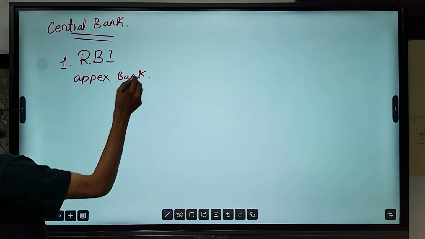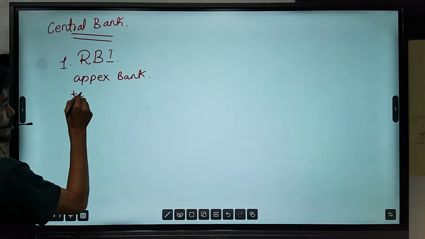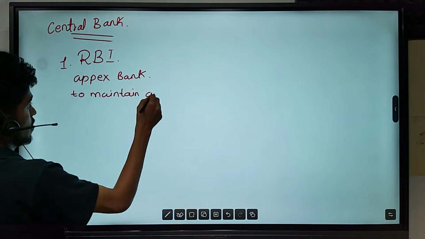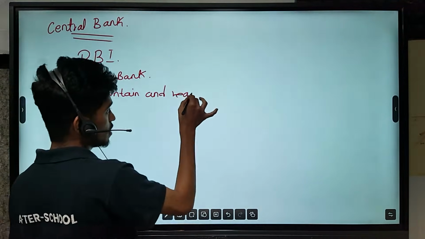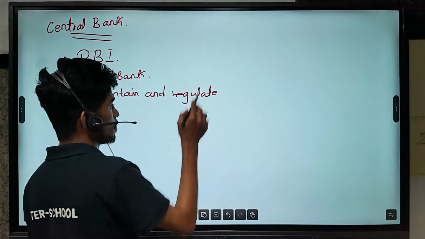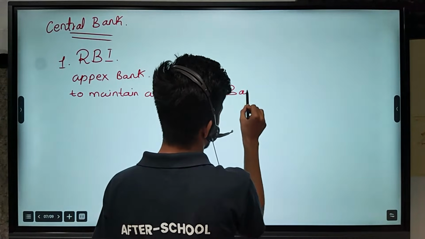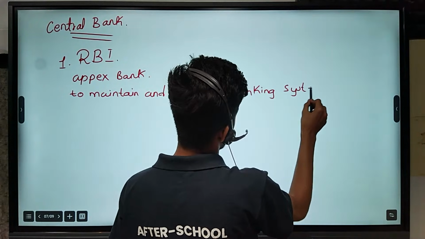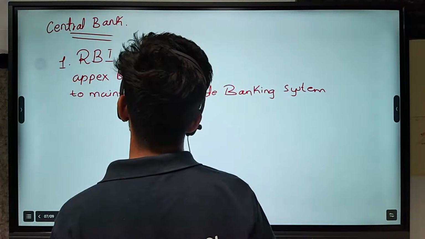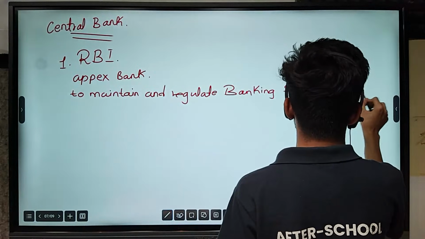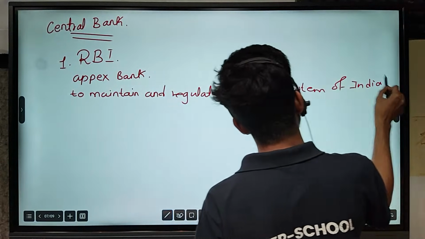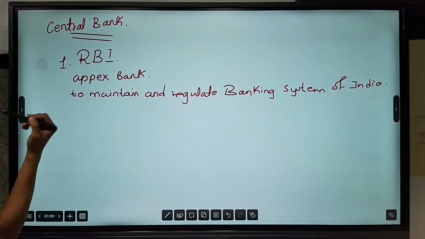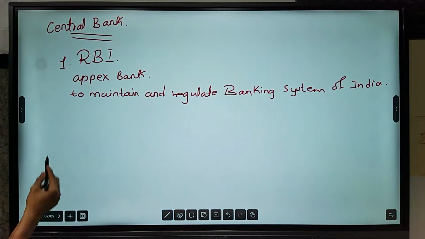And why is this bank introduced? To maintain and regulate the banking system of India. All these banking transactions, the banking system, all are maintained by this RBI in India. Okay, so it has certain functions. What are the certain functions this bank follows?